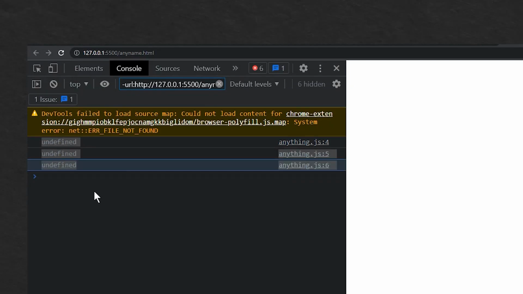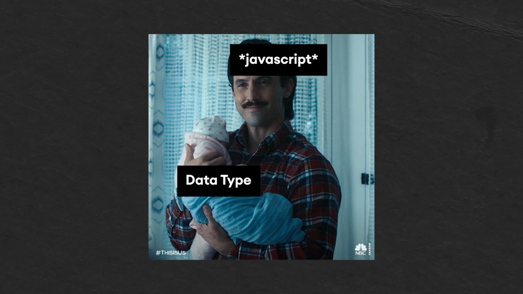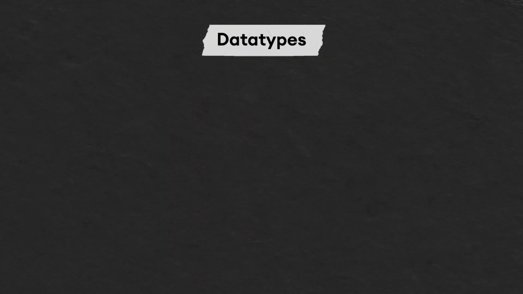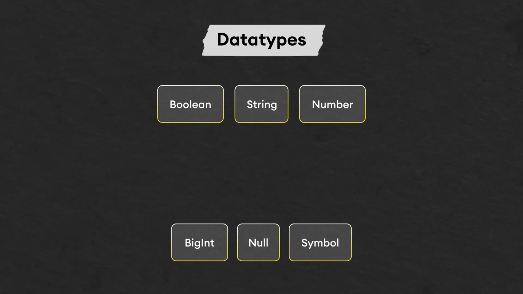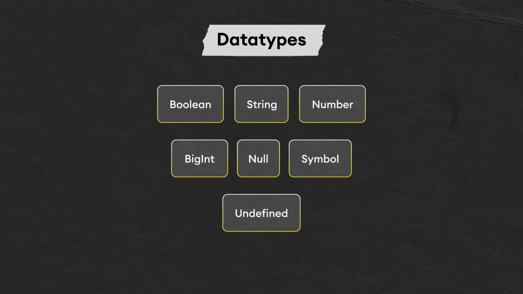But wait, what actually is undefined? It is basically a data type in JavaScript. There are 7 data types in JavaScript: Boolean, string, number, null, BigInt, symbol, and undefined.